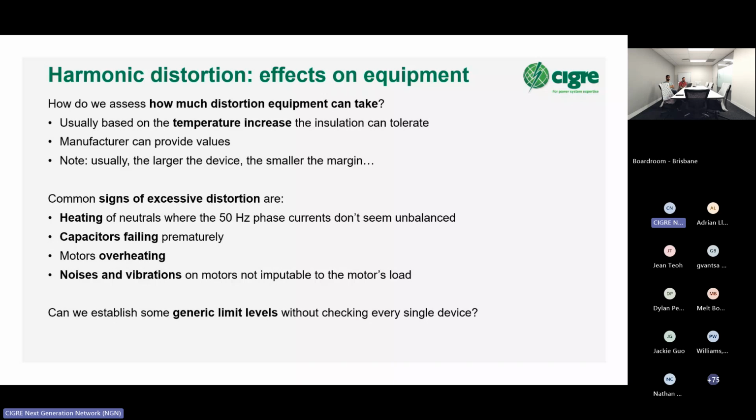So the point then is, okay, this is what happens, but how much distortion is too much? How much distortion can equipment take?